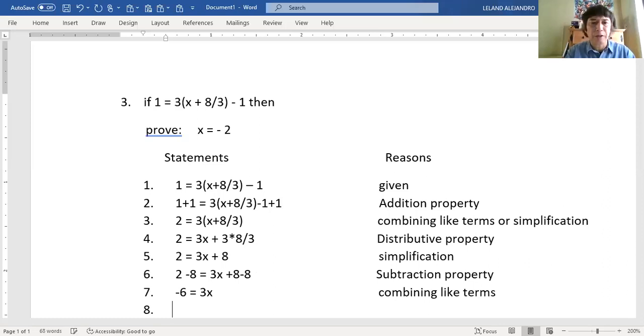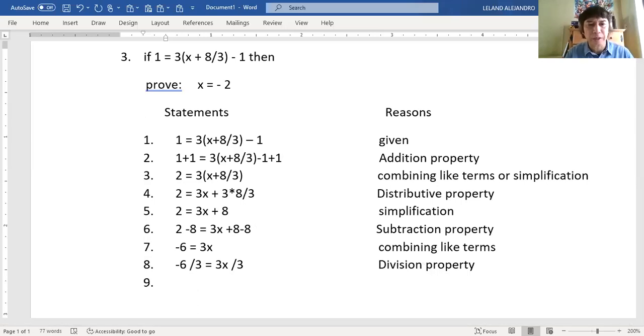And for the next line, we're going to have here negative 6 divided by 3. So negative 6 we divide by 3 is equal to 3x divided also by 3. And we call this division property. There. And for the next line, this will simplify to negative 2 equals x. And this is simplification.